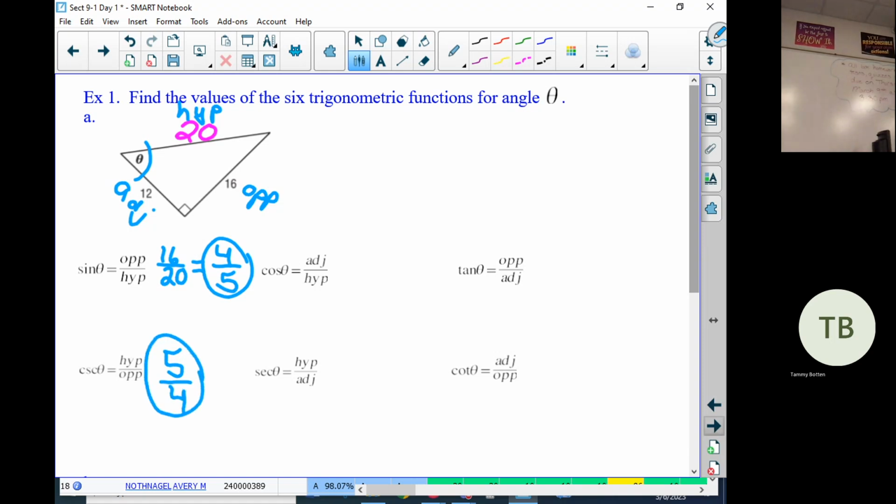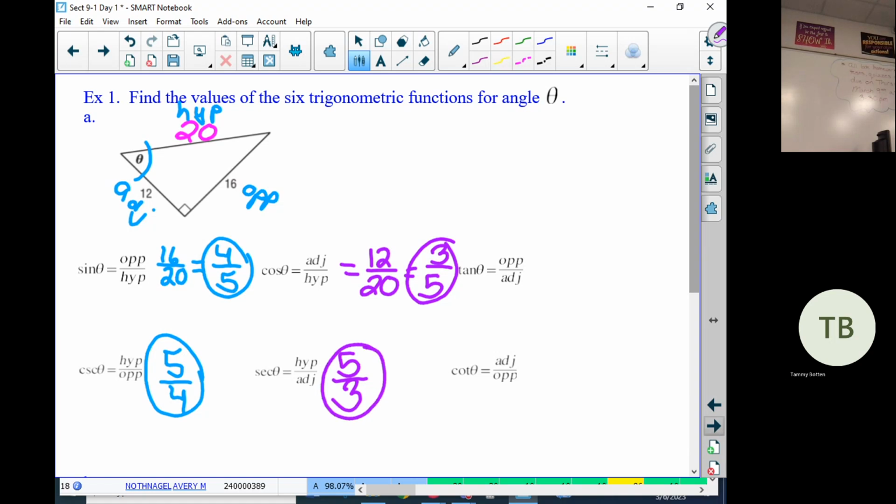Okay. Now if we go to cosine, cosine is adjacent over hypotenuse, which would be 12 over 20. And again, 4 goes into each of those. 4 goes in here 3 times, 4 goes in here 5 times. So that's your answer. And then this, I'm just going to flip it, find the reciprocal, would be 5 over 3.